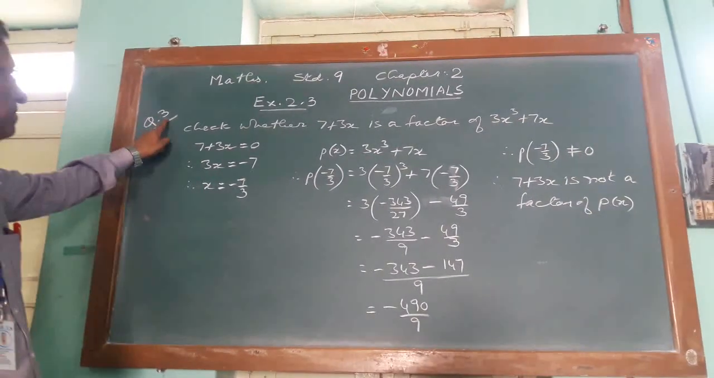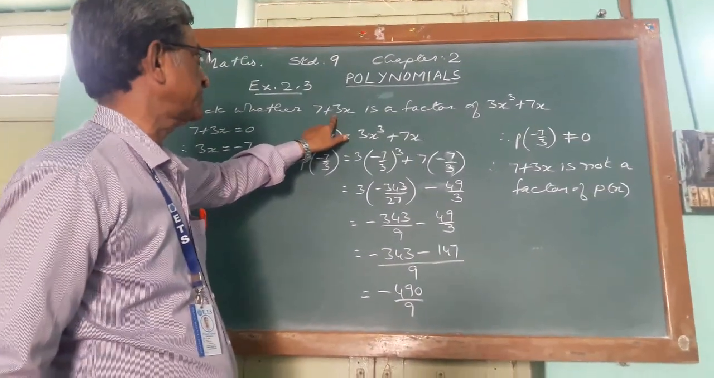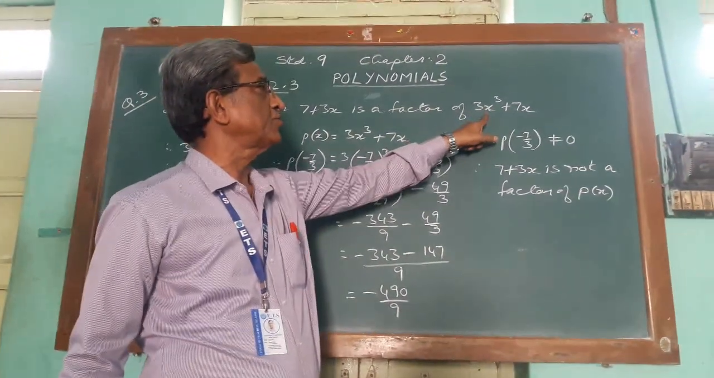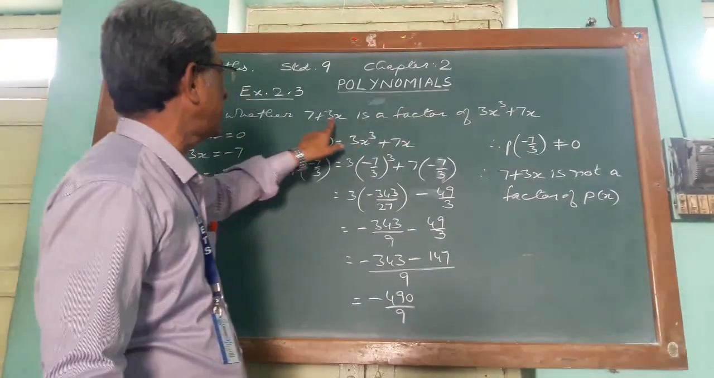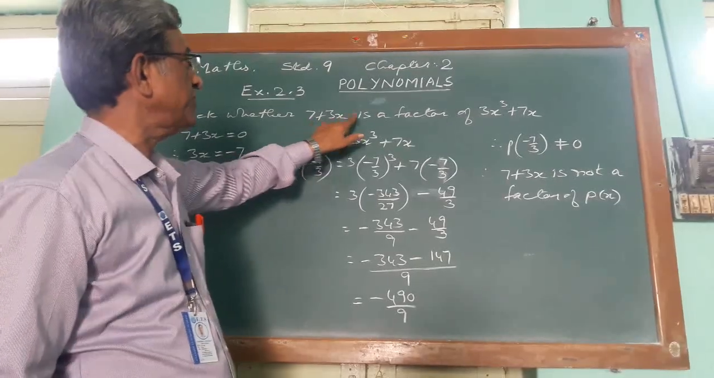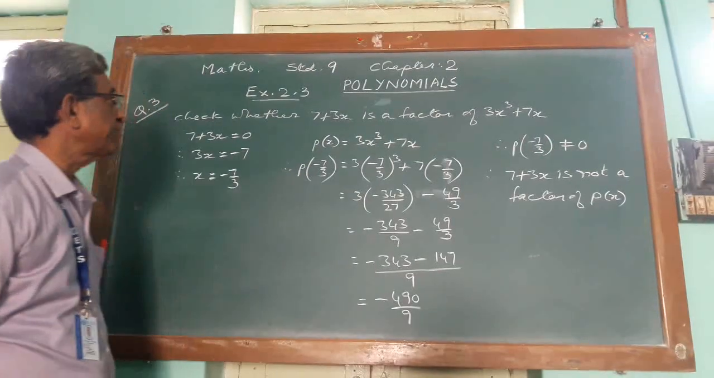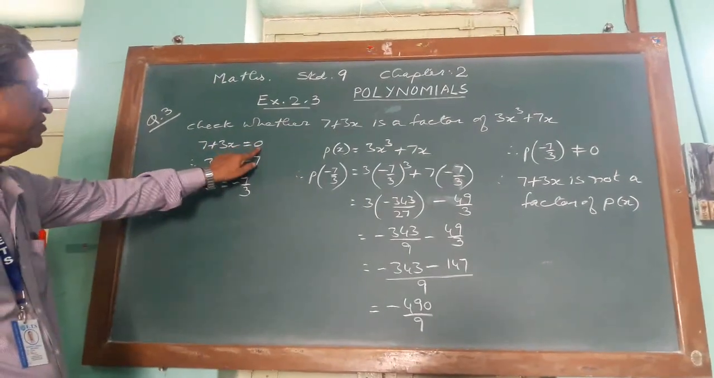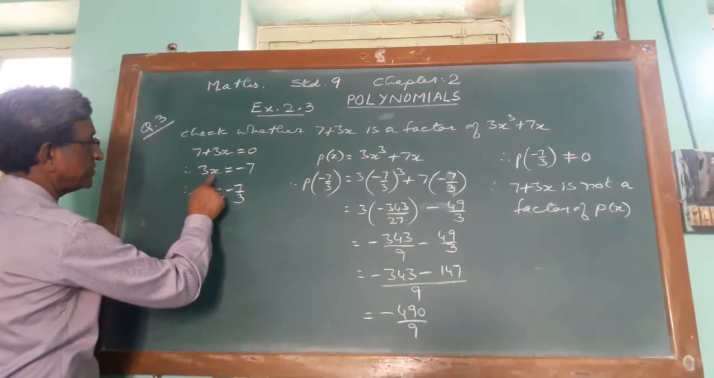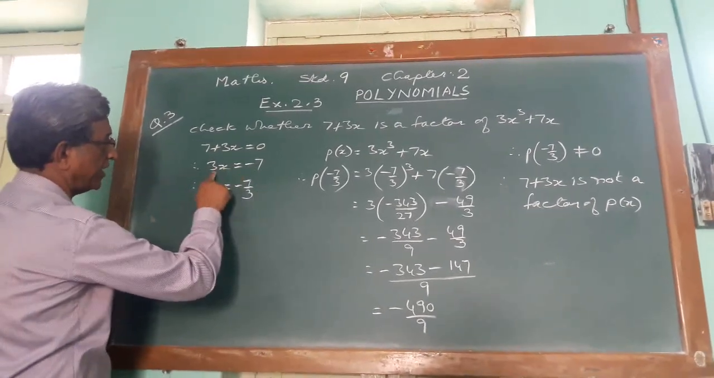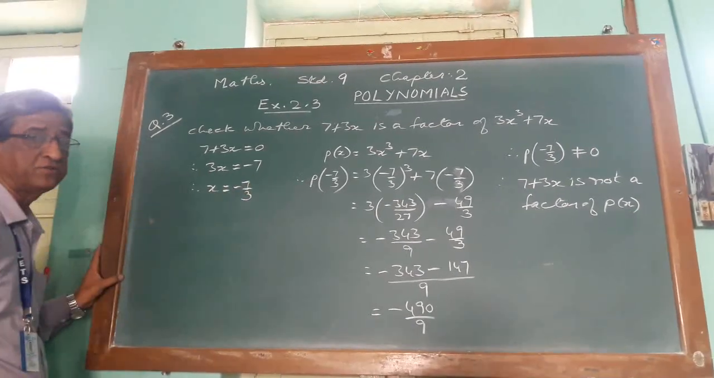Now question 3. Check whether 7 plus 3x is a factor of 3x cube plus 7x. So let 7 plus 3x be equal to 0. Take 7 on the other side, you will get 3x equal to minus 7. Take 3 on the other side, x is equal to minus 7 upon 3.